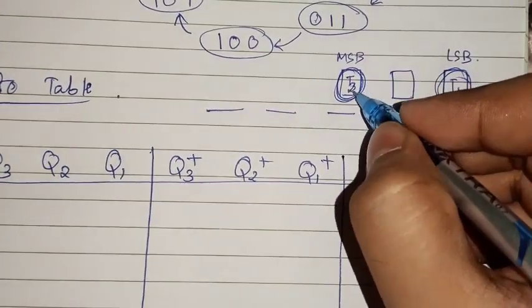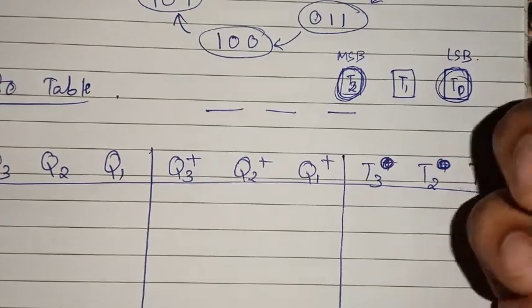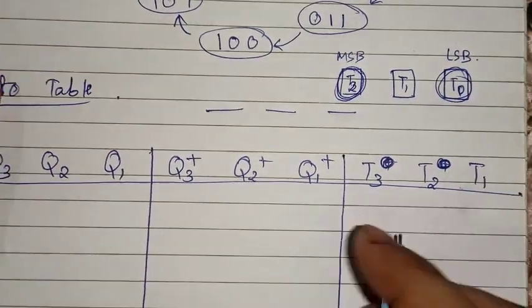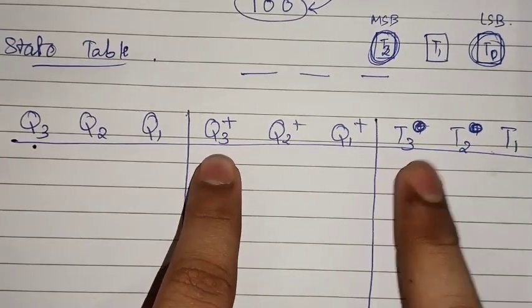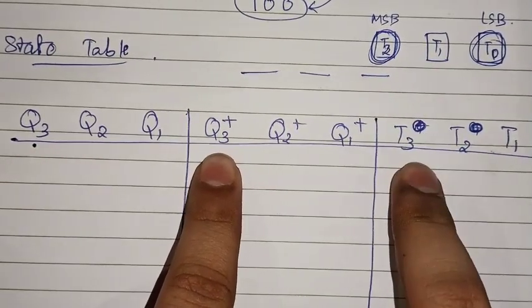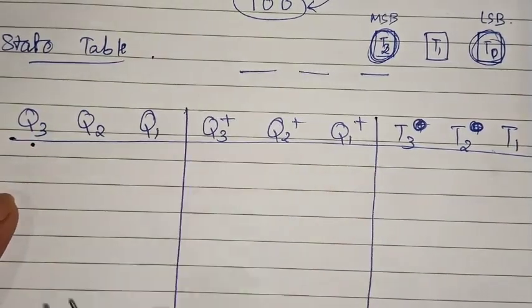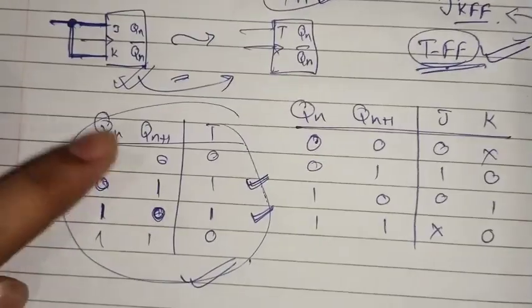Or you can simply take it as T2, T1, T0. This is also the general convention that is followed. But we'll be using T3, T2, T1. So this Q3 is the previous state of this T3 flip-flop, and Q3 plus is the next state for this T3 flip-flop. Now it would be much clearer to you what these columns are representing. We'll be filling up this state table using the excitation table of the T flip-flop.